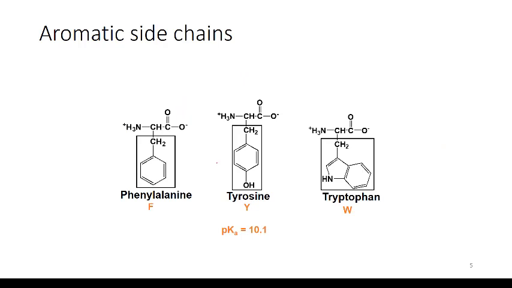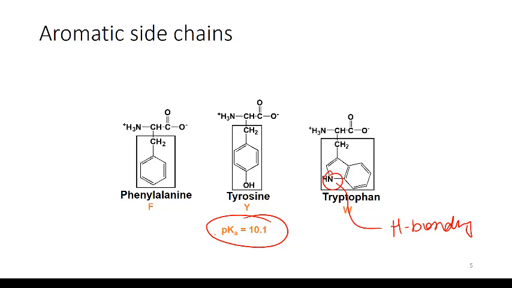Now, things get a little funky with the aromatic side chains. So these are side chains that have aromatic rings. And so phenylalanine and tryptophan don't have ionizable protons, although this group on tryptophan can be involved in hydrogen bonding for sure. But the exception is tyrosine. Tyrosine has a pKa of about 10.1.